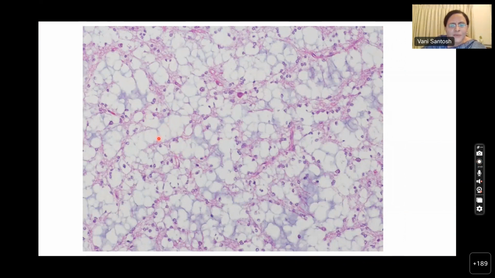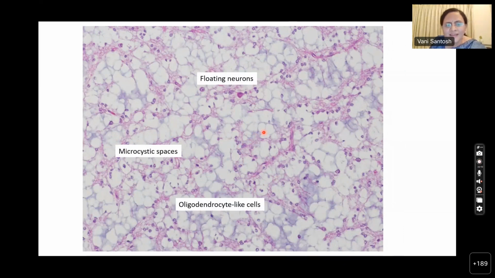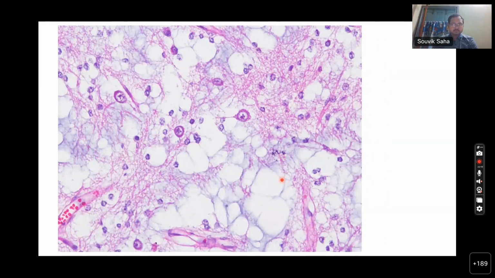Can anybody, Akshpita, can you tell me what these spaces are? Microcystic spaces. And what are they lined by? Oligodendrocyte-like cells. And what are these? Floating neurons. So this is the higher magnification.